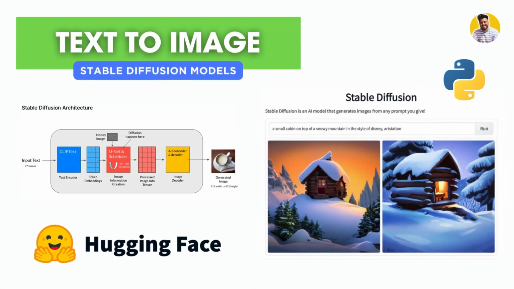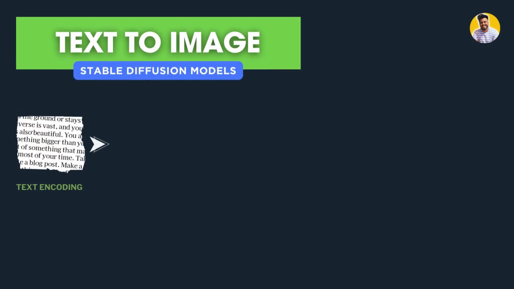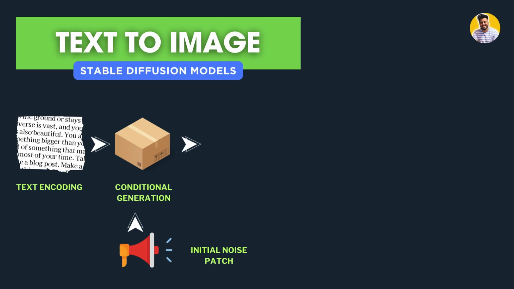So the very first thing is how this text to image happens with the help of stable diffusion models. Okay, so let's learn about that first. It takes your input prompt and converts that prompt into text encodings, and then these text encodings go into your conditional generation. With the help of this conditional generation, a little bit of noise is added into your text embeddings, because with the help of this noise only it is able to generate the final image.